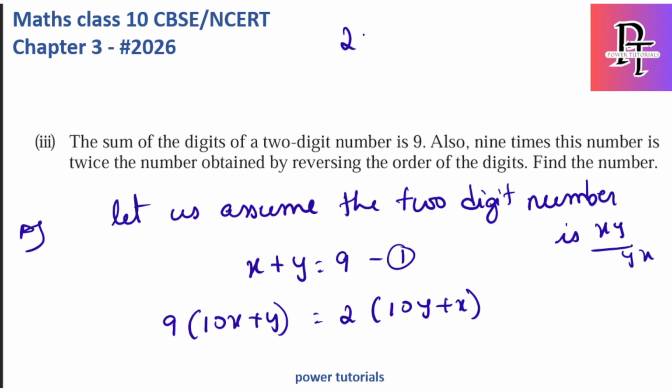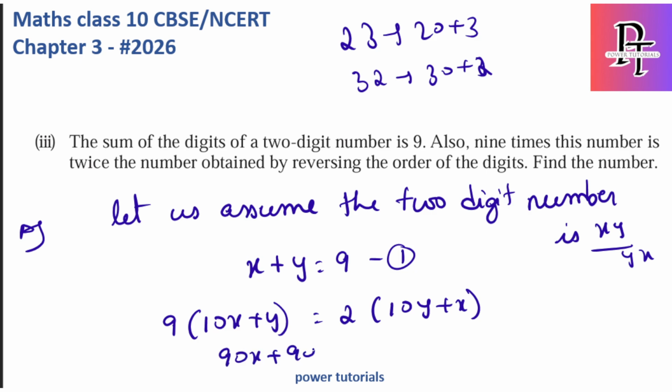It is something like this. We have 23. 23 I can write as 20 plus 3. If I reverse this, it becomes 32. 32 I can write as 30 plus 2. So it is 10 times of 3 plus 2. So 10 times of y plus x. Okay. So it is 90x plus 9y is equal to 20y plus 2x. If I move everything to one side, I can write 90 minus 2, which is 88x plus 9 minus 20 is minus 11y is equal to 0.